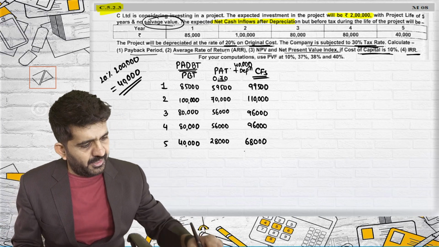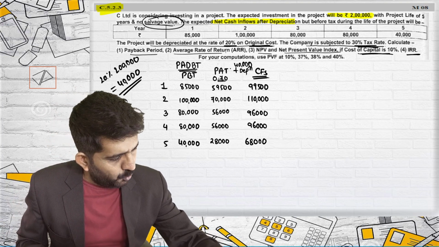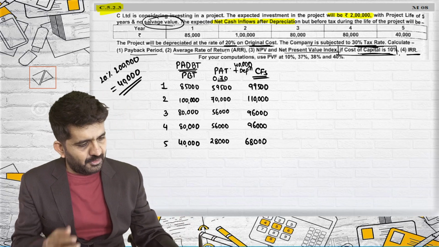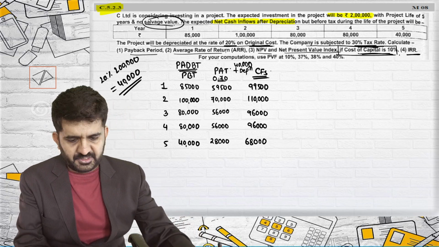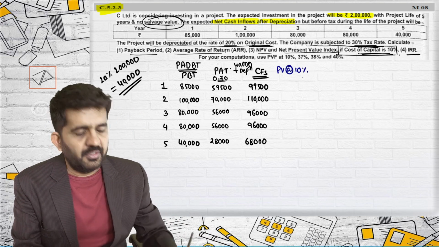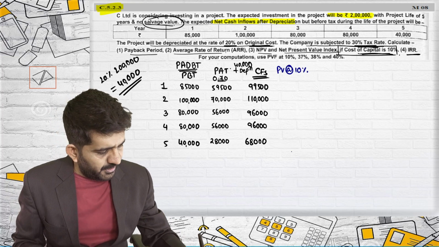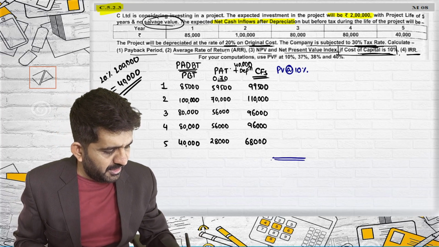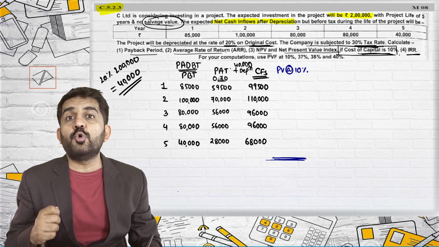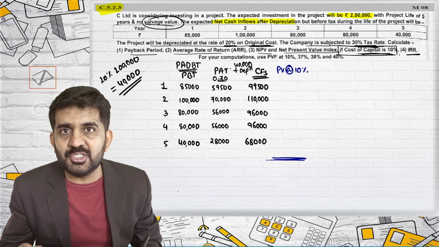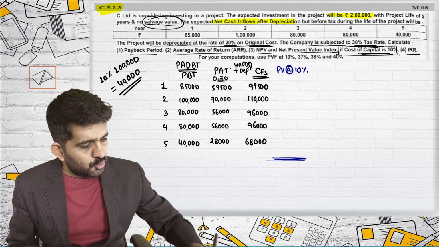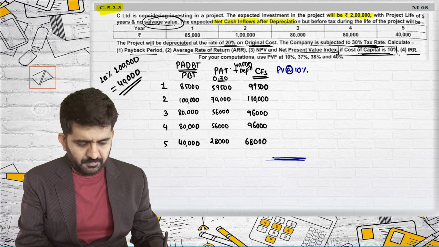I need to find out present value. What is the cost of capital? 10%. So I need to find out present value at the rate of 10%. Sir, can't I find out the total answer? Yes, you will need a total answer to find out NPV. But you will also need individual answers to find out your payback period. So I am finding out in individual terms.